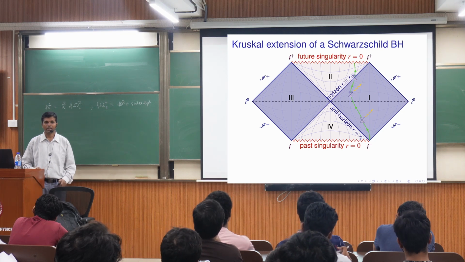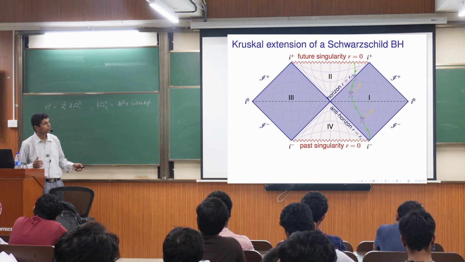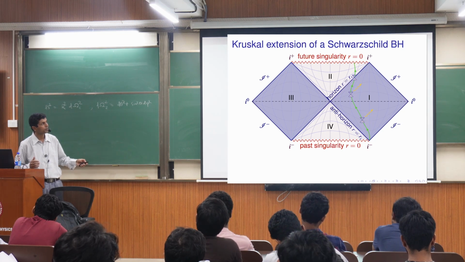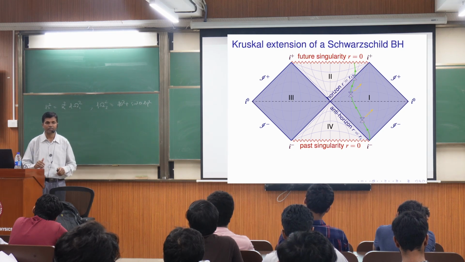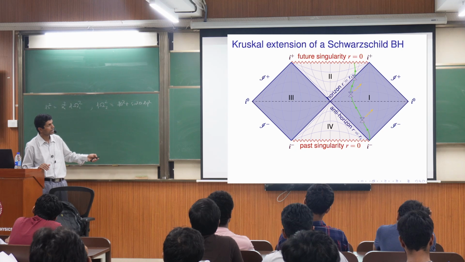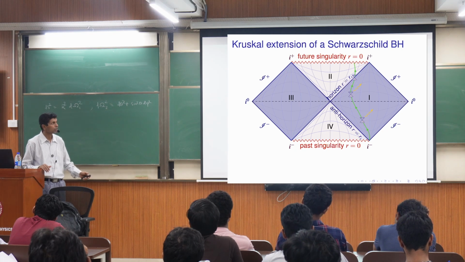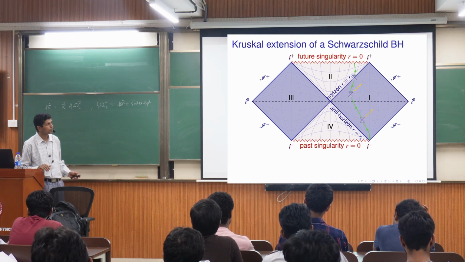So the R, T coordinates only give you half of this picture, but if you consider all the values of U and V, then you get this full picture. And this is the maximal extension. You can prove that you cannot go to any other coordinates and get a bigger diagram here. This is all that you have. So this is the Kruskal extension of the Schwarzschild black hole.